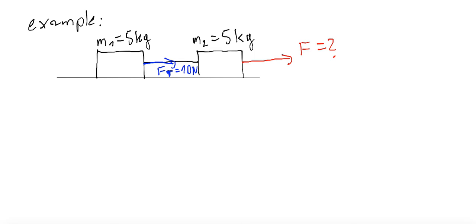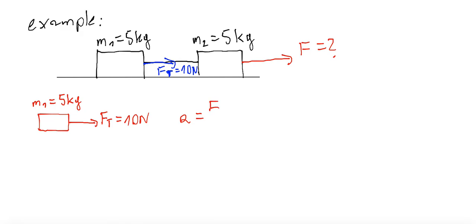Okay, so first of all, let's focus on mass M1. M1 is equal to 5 kilograms, and we know that M1 experiences a force of tension equal to 10 newtons. What can you calculate? You can calculate acceleration. Acceleration is force, in this case force of tension, divided by mass, in this case M1. So this is 10 divided by 5, which is equal to 2 meters per second squared.